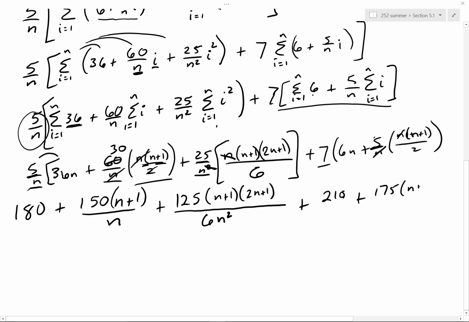And then there's an n plus 1 on top, of course. And on the bottom there's a 2, and then of course the n from out front. So if I didn't screw this up, it's going to work out. It's going to be exciting. It's going to be awesome.